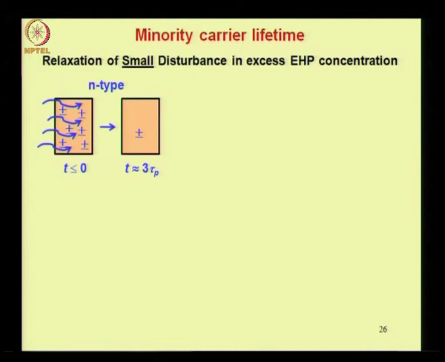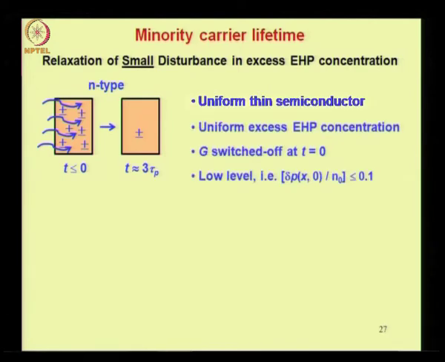Let us derive this characteristic time. Now first we should put down the conditions of this situation. First, you have a uniform semiconductor, and the excess electron hole pair concentration is uniform throughout the device volume at all instants of time. The generation rate, the excess generation rate G, is switched off at t equal to 0.